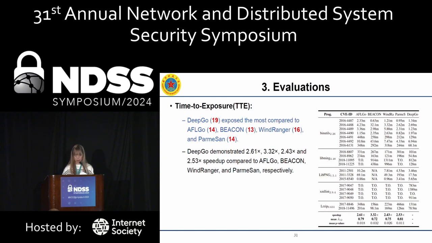To evaluate the performance of DeepGo in terms of exposing known vulnerabilities, we used the CVE benchmark used in the AFLGo test suite and evaluated the time to expose vulnerabilities. According to the results of TTE, DeepGo exposed the most compared to the baseline fuzzers. In terms of mean TTE, DeepGo can outperform all the baseline fuzzers. Therefore, we can conclude that DeepGo can expose known vulnerabilities faster than the baseline fuzzers.